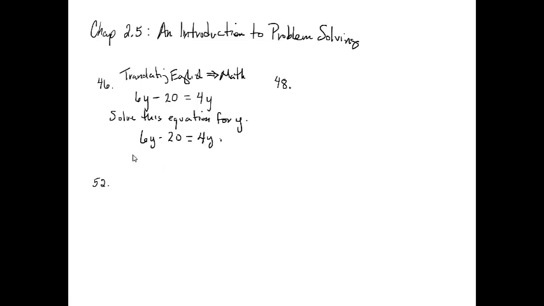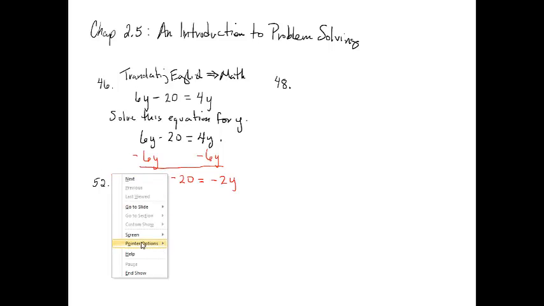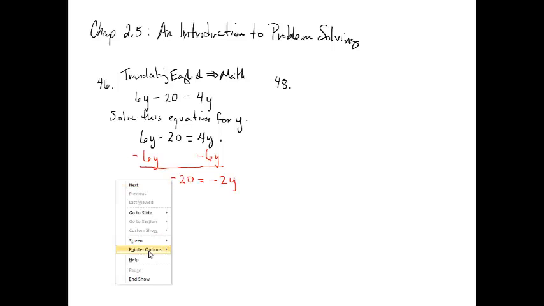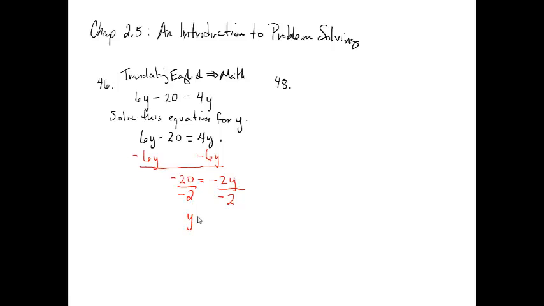So if it's a positive 6y, how do you move it? Subtract 6y on both sides. And you get negative 20 equals negative 2y. Good. Okay. So now I have negative 20 equals negative 2y. I still got to solve for y, so how do you move a negative 2? That's multiplying. You divide, so divide by negative 2. And you end up with y equals positive 10.